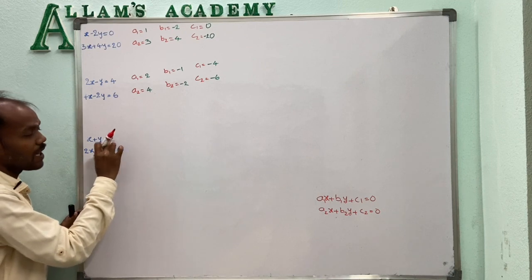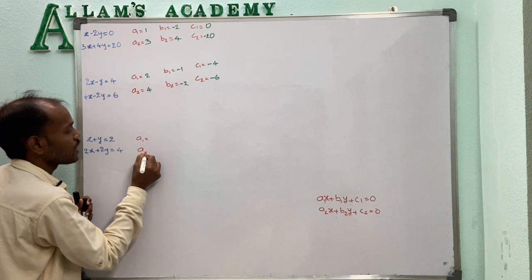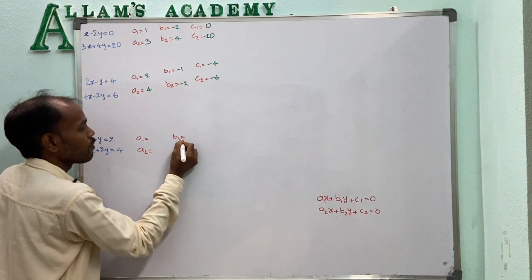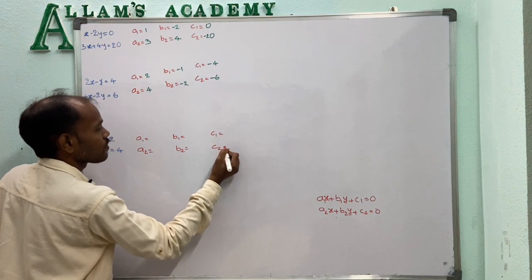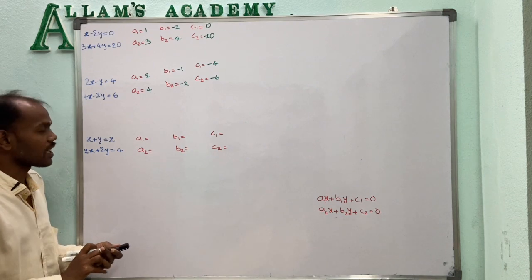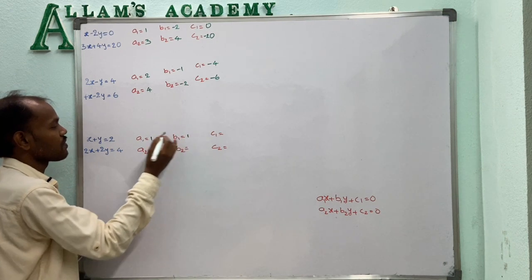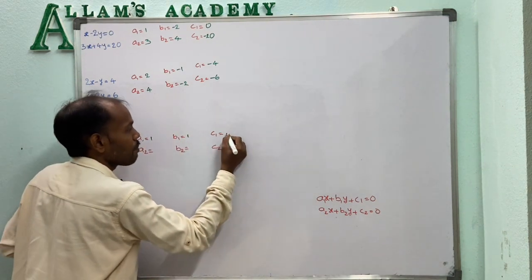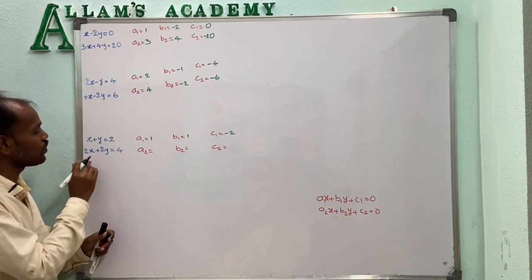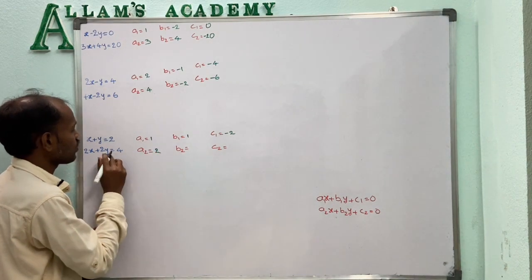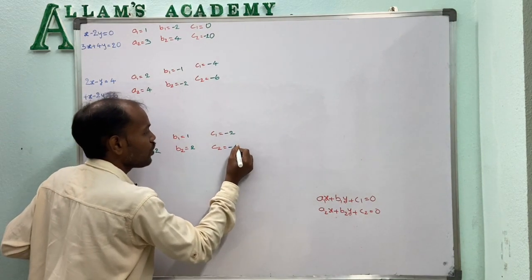Now for the third pair of linear equations, we check the coefficients a1, a2, b1, b2, c1, c2. For x plus y equal to 2, the x coefficient is 1, the y coefficient is 1, and the constant term is minus 2. Next, in the second equation 2x plus 2y equal to 4, the x coefficient is 2, the y coefficient is also 2, and the constant term c2 is minus 4.